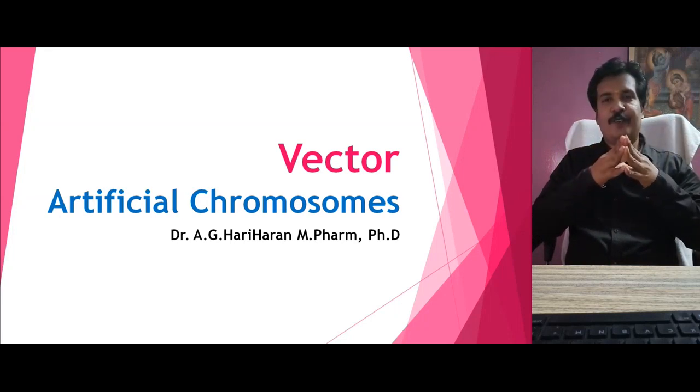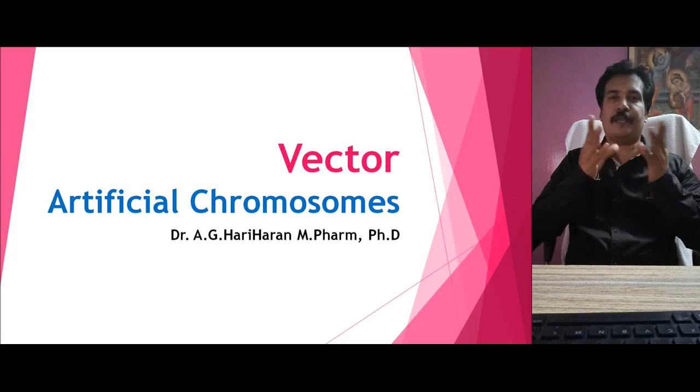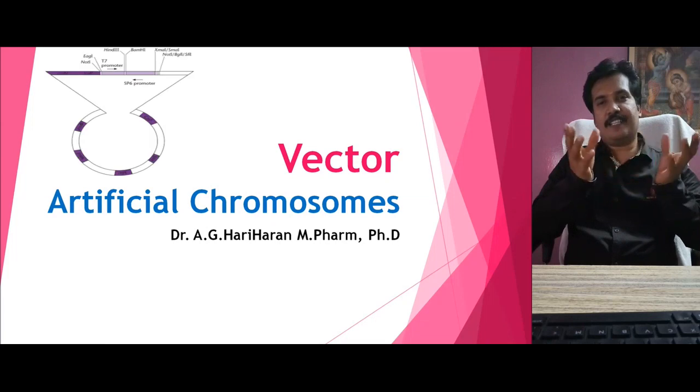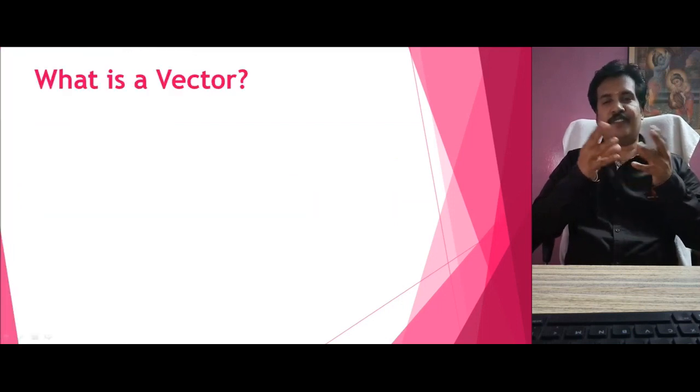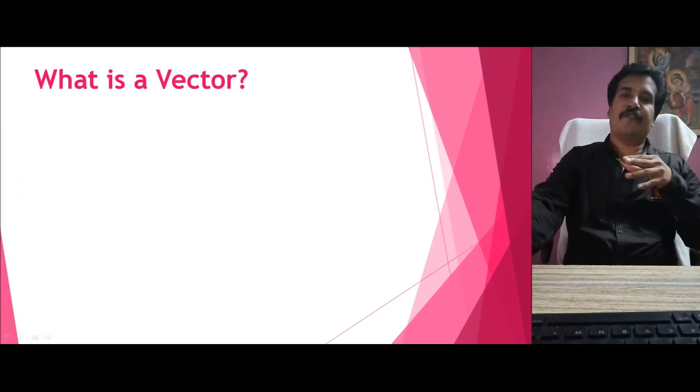Today we are going to discuss one type of vector called artificial chromosome. In this lecture, I have divided the topic into three major parts. One is the basics of the vector, second is the bacterial artificial chromosome, and third is the yeast artificial chromosome. So let us first understand the basics about a vector.